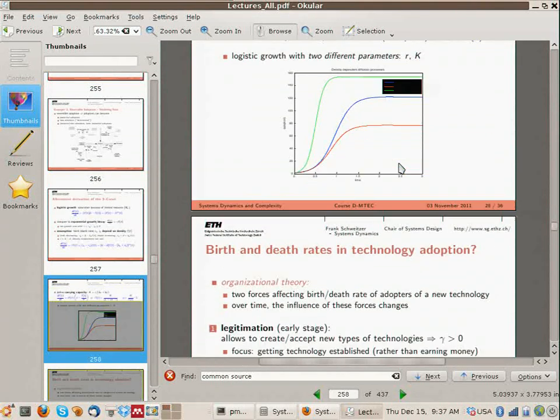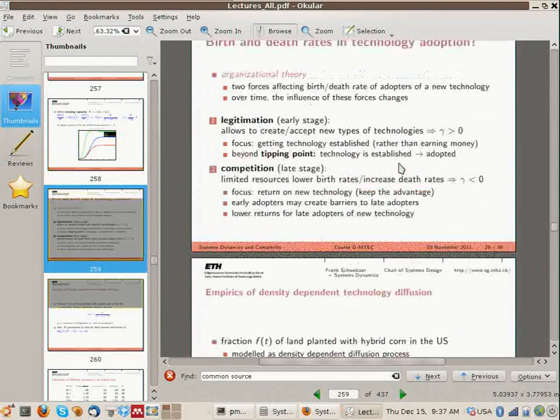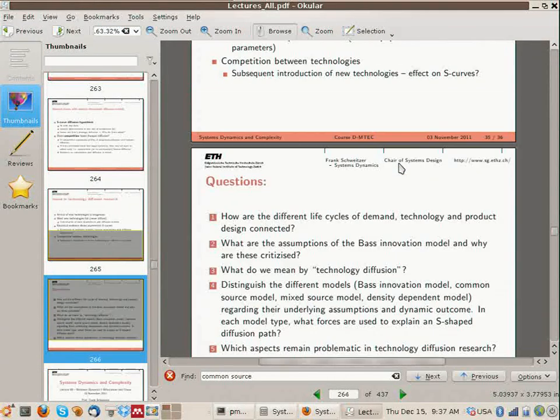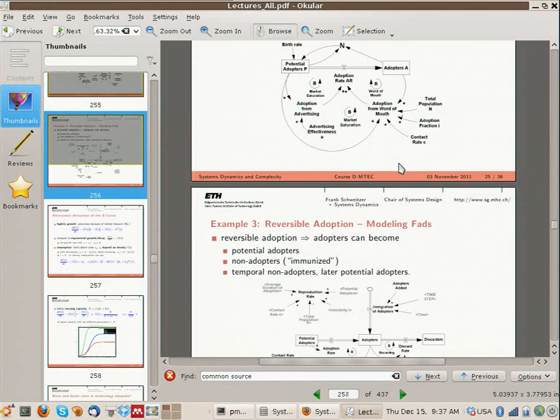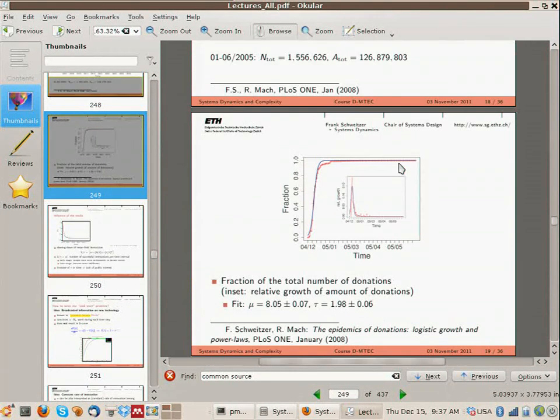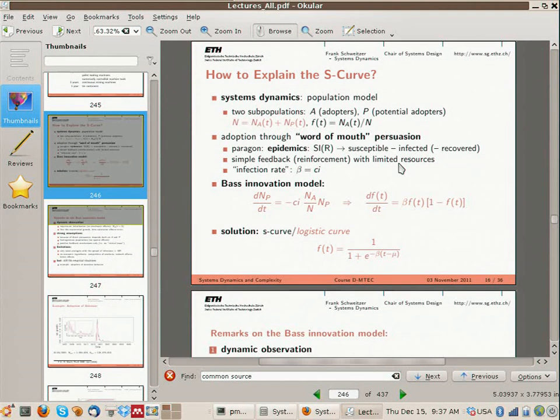Where is the Bass innovation model? Okay, the density. Let's go to the Bass first. I understand. The question is not technically 100% defined properly, because a more proper definition would have been: what are the minimum mechanisms required to explain the S-curve in all these models, and then we wouldn't need the common source, the broadcasted public information. But the way it's asked, such an answer would be perfectly accepted.